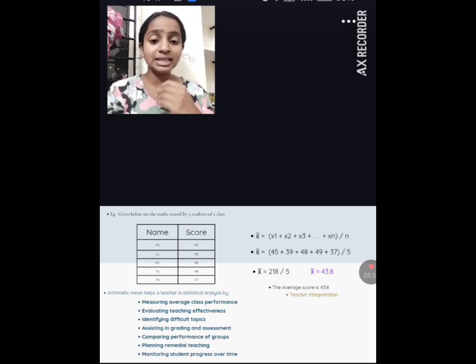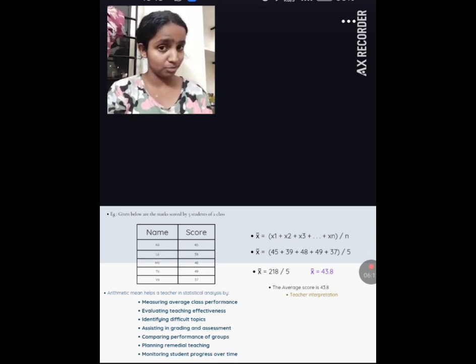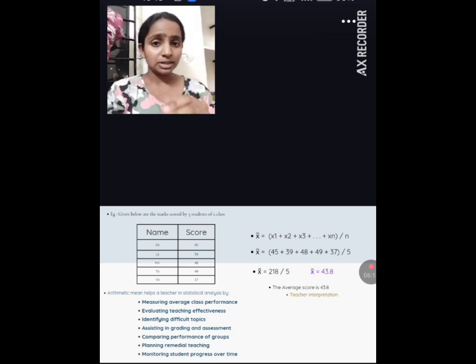Then assist in grading and assessment. Then comparing performance of groups, as I have already discussed. Then planning remedial teaching. If a class is having a very low average mark, the teacher understands that some more effort is needed, some more classes have to be given to those students, etc.